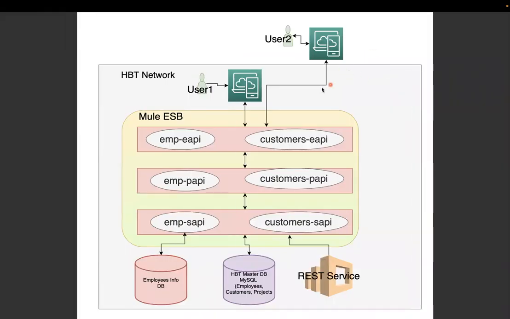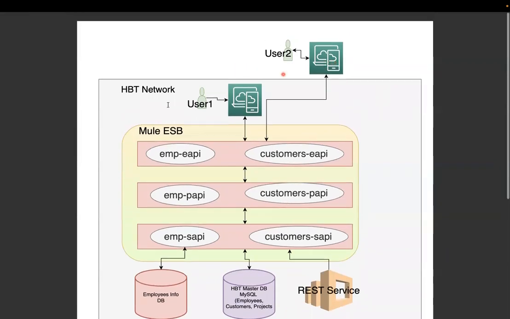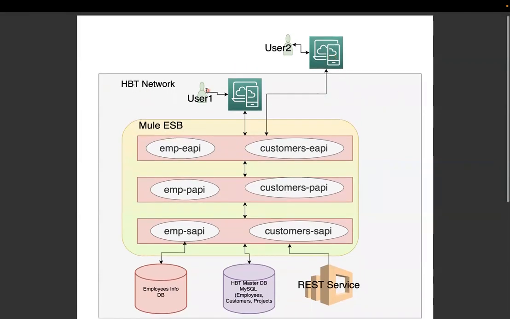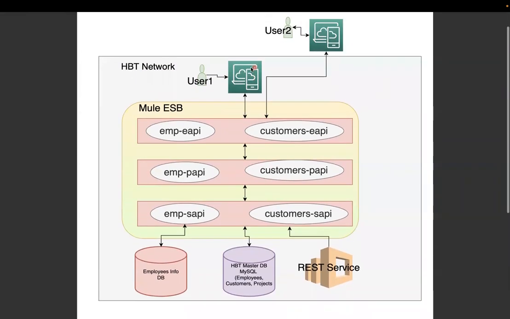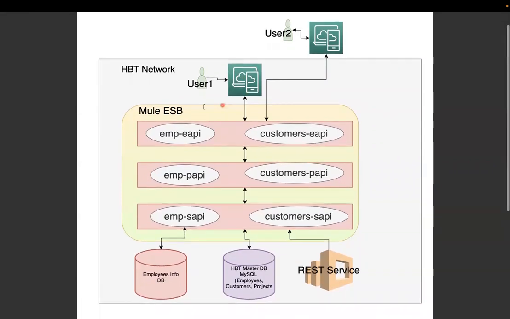And by using that data model, we are going to expose our services as a network of APIs using MuleSoft ESB. For example, consider there is an HBT network, and within the HBT network there are other applications, application A and application B, and there are two different users. One user is within the network, user one, and another is outside of the network, user two. So both can access the applications that are exposed on top of the MuleSoft ESB.